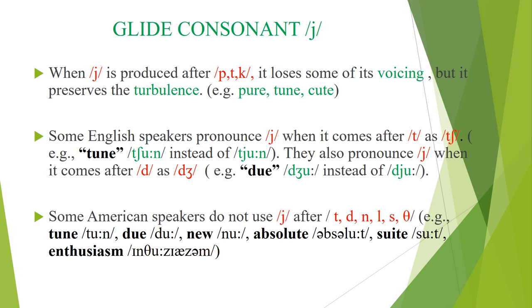Some American speakers do not use ye after t, d, n, l, s, and th. So instead of saying tune, they say toon. Instead of saying due, they say doo. Instead of saying new, they say noo. Instead of absolute, they say absoloot. Instead of saying suit, they say soot. Enthusiasm, they say enthoosiasm.